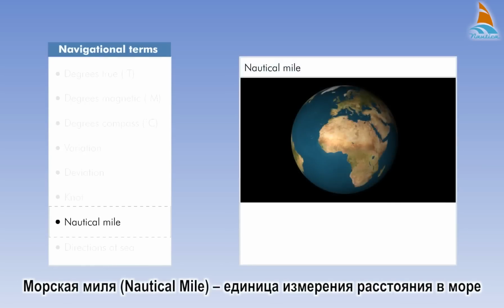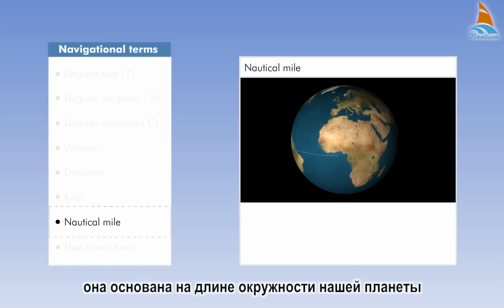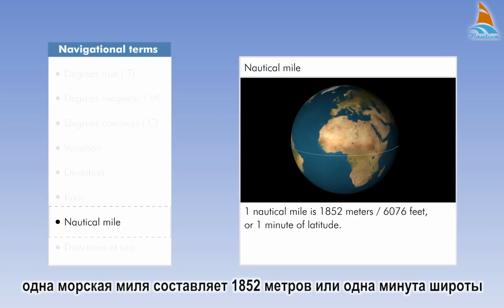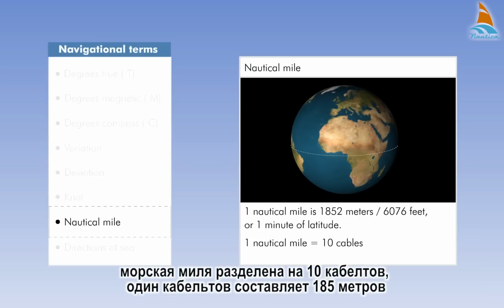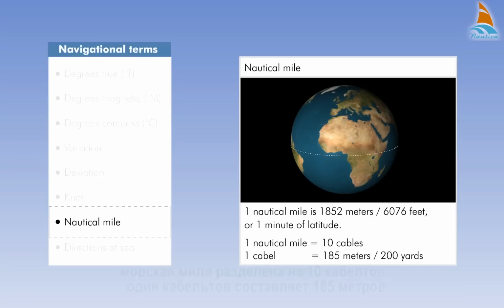Nautical mile stands for the unit of distance at sea. It's based on the circumference of our planet. 1 nautical mile is 1,852 meters, 6,076 feet, or 1 minute of latitude. 1 nautical mile is divided into 10 cables. 1 cable is 185 meters, 200 yards.